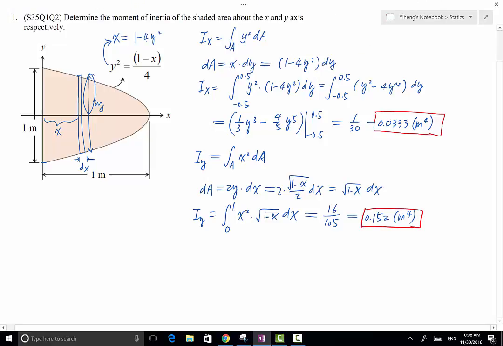So now we have determined the area moment of inertia of this area with respect to the x-axis, which is also its centroidal axis, because the x-axis is the axis of symmetry for this area, therefore it also is the centroidal axis. We also determined the moment of inertia about the y-axis, but notice that the y-axis is not a centroidal axis.